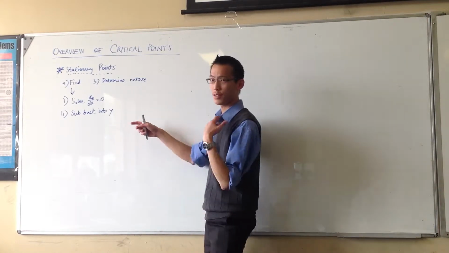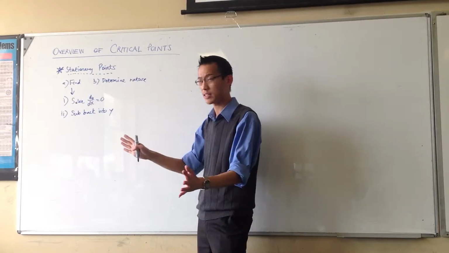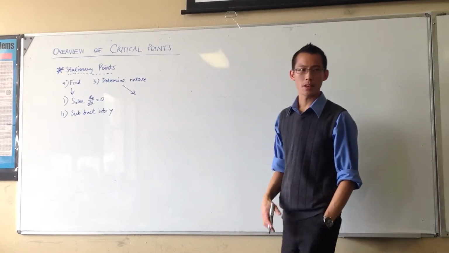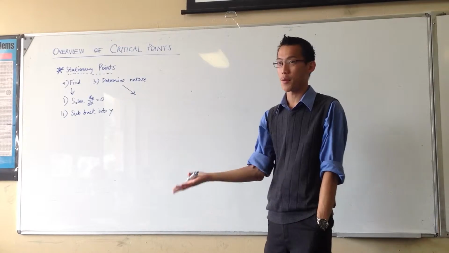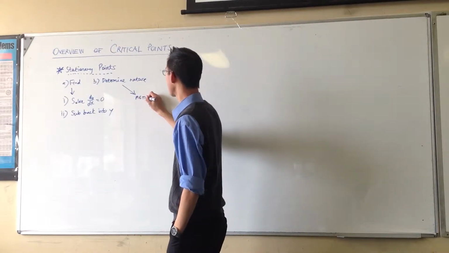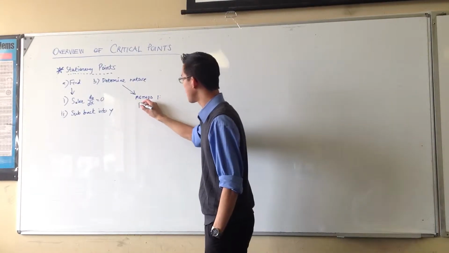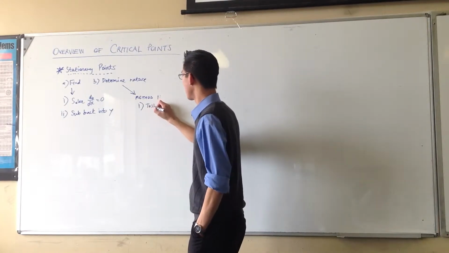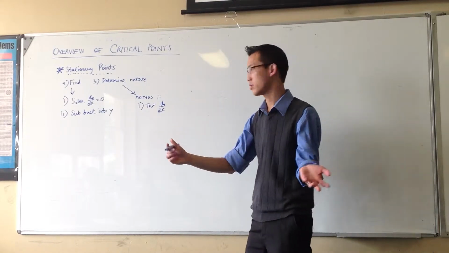But if they're asking you to find turning points, or if they're asking you to determine the nature of those stationary points, which are really the same thing, you've got to go a little further. By this point, because we know what the first and second derivative are, we now have two different methods for determining the nature of a stationary point. So method one: you want to test the first derivative on either side. Test dy/dx just to the left and just to the right.